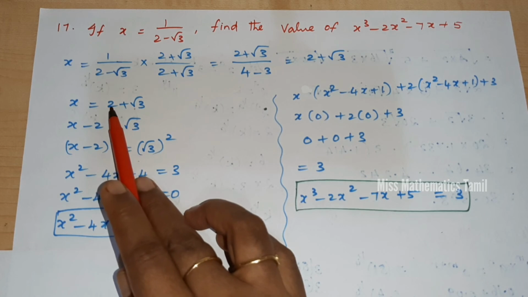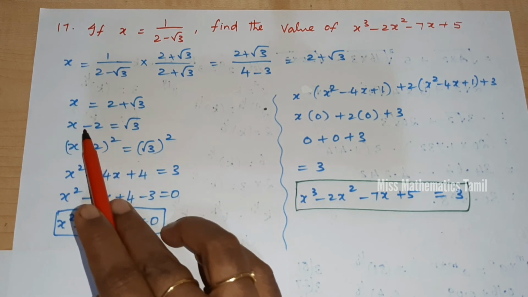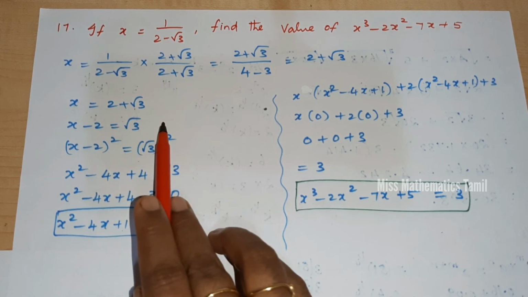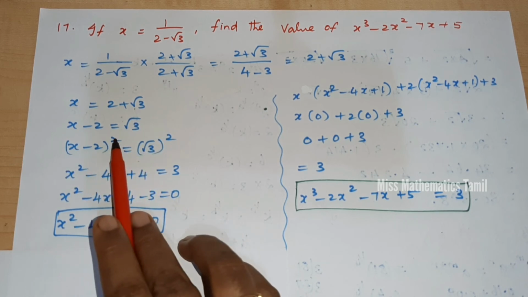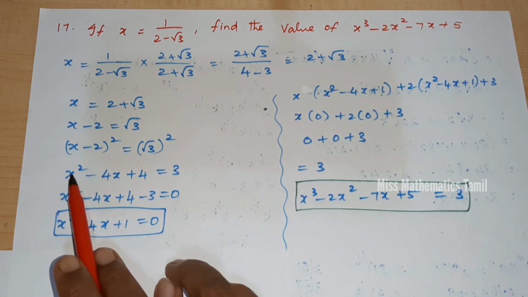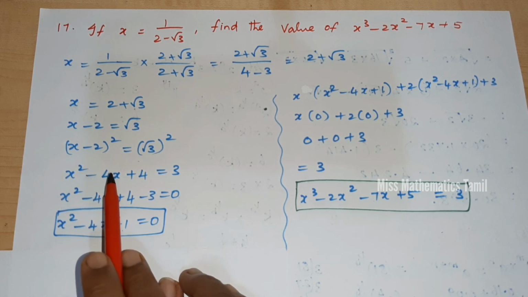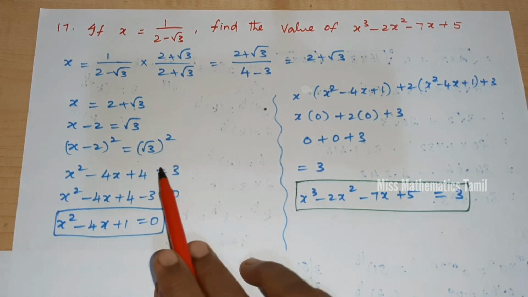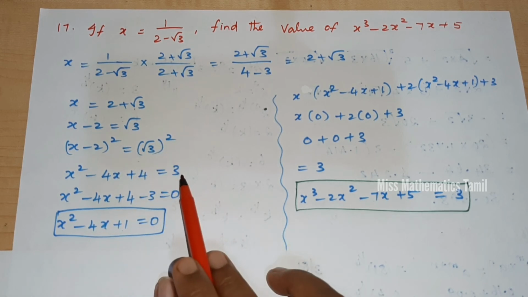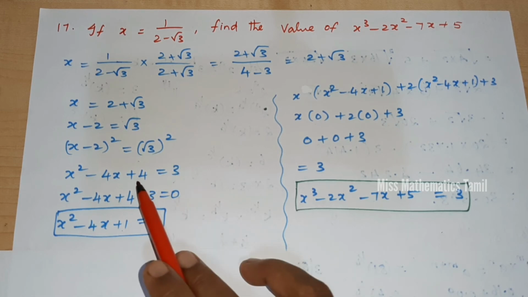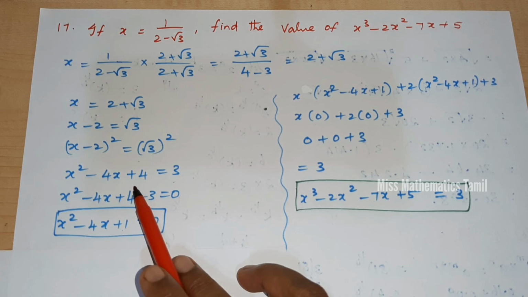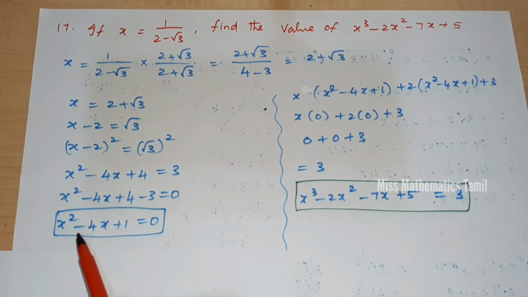I am bringing this 2 to the left side. So, x minus 2 is equal to root 3. Squaring on both sides, a minus b the whole square formula, the identity I am using here. So, x square minus 2ab which is 4x plus 4. Right side, root 3 the whole square is 3. After that, I am bringing this 3 to the left side. So, what is the answer? x square minus 4x, 4 minus 3, plus 1.